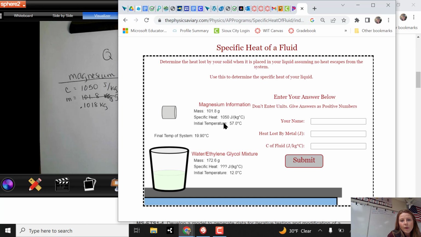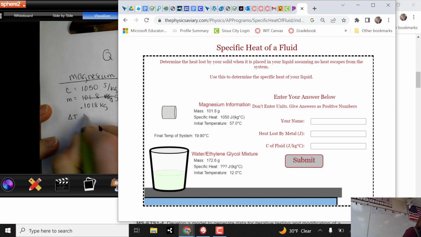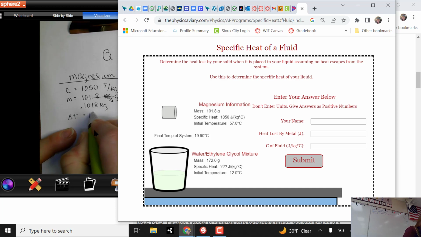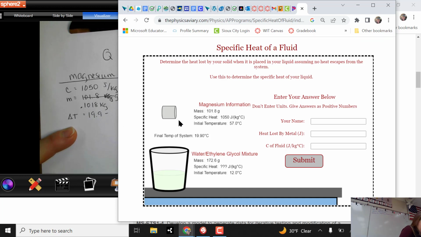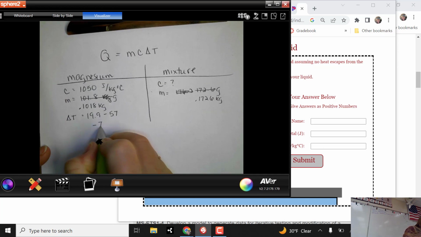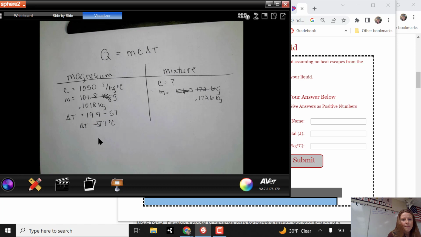Then what else do we know? Well, we know the initial and final temperatures of both, so we can figure out the change in temperature of both of them. The change in temperature for our magnesium is going to be its final, which is 19.9, minus the initial, which is 57 degrees. So that's 19.9 minus 57. That's going to give you a negative number, which all that means is that our magnesium is cooling. There's the change in temperature of the magnesium.